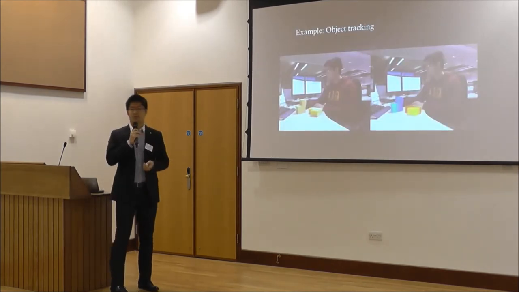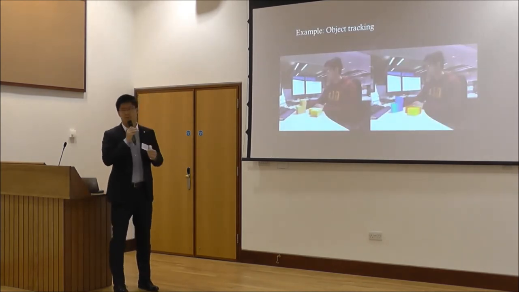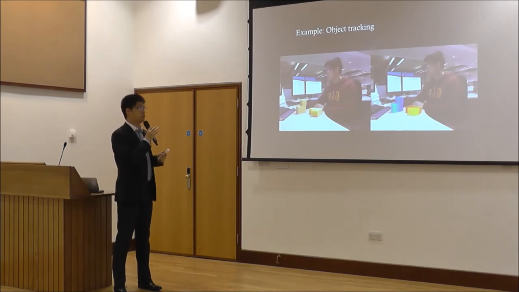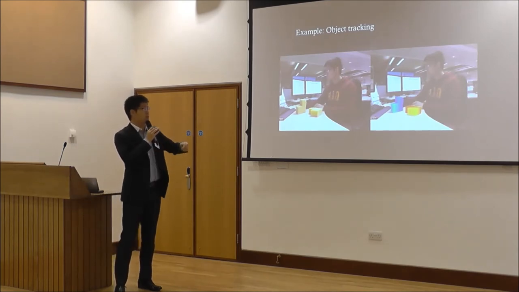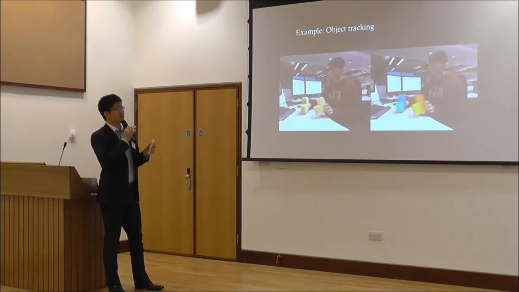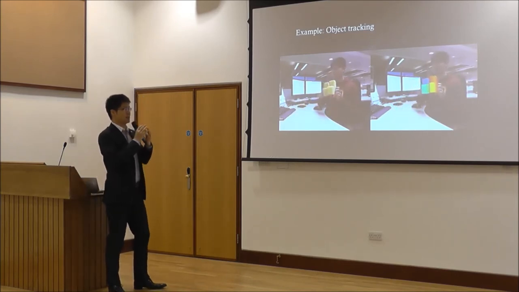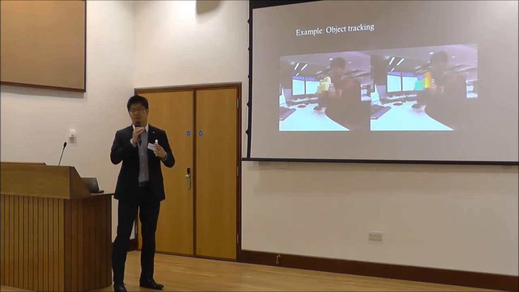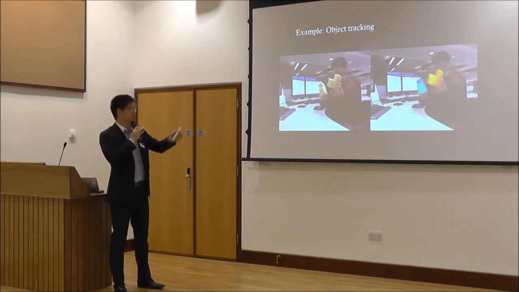And this is the next example, tracking two pieces of generic objects. In this case, it's two pieces of sponge, and the results are visualized on the right frame. People might think it's quite easy to work this out because it's basically two pieces of sponge, and a two-year-old kid can find where it is.